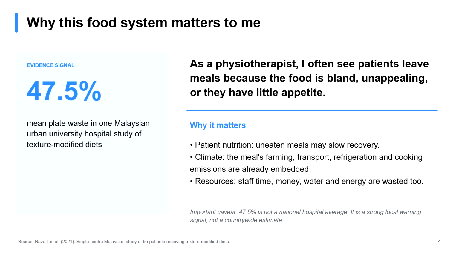Because this was one hospital and one diet group, I am not treating 47.5% as a national average. I use it as a transparent local planning signal. When the patient does not eat a meal, the embedded farming, processing, transport, refrigeration, and cooking emissions have already occurred, while the patient may also miss needed nutrition.